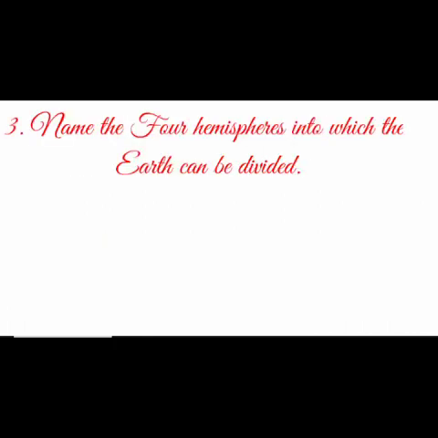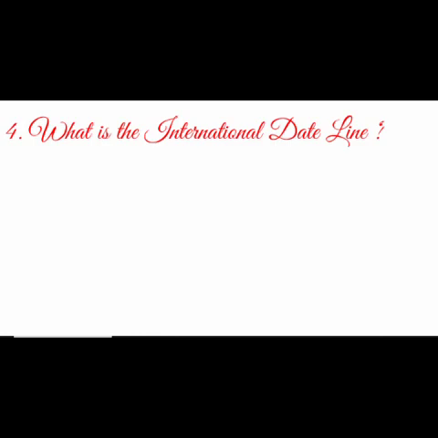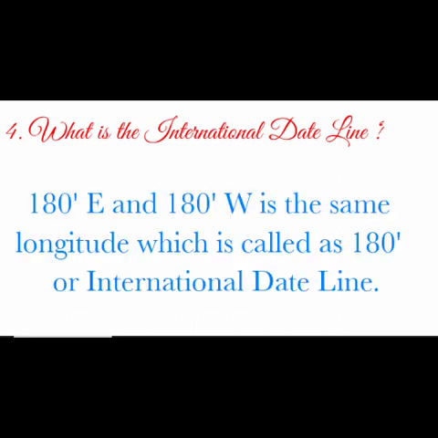Now the third question is, name the 4 hemispheres into which the earth can be divided. The 4 hemispheres are Eastern Hemisphere, Western Hemisphere, Northern Hemisphere and Southern Hemisphere. Now comes the fourth question. What is the international dateline? 180 degree east and 180 degree west is the same longitude, which is called 180 degree or international dateline.